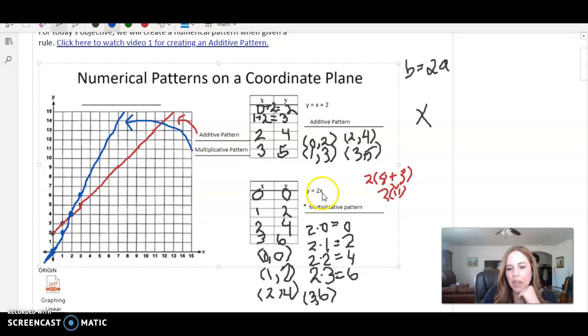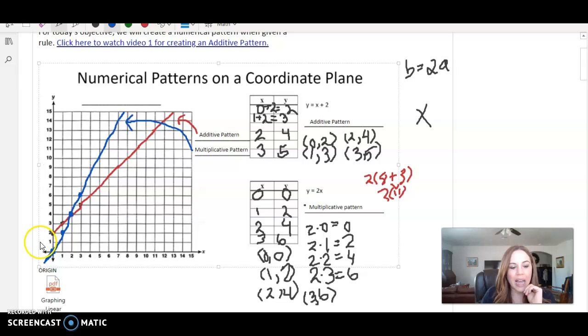So every time I put in a 0 here, it doesn't matter if my other number is a 2 or an 8 or 10 or 180 or even 3 5/10. If I multiply any number by 0, I'm going to get 0. So my multiplicative line is always going to go through the 0, 0, or it will always go through the origin.